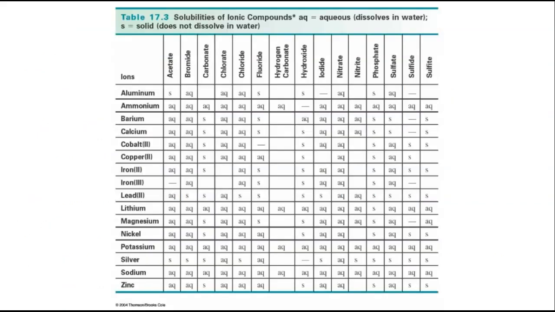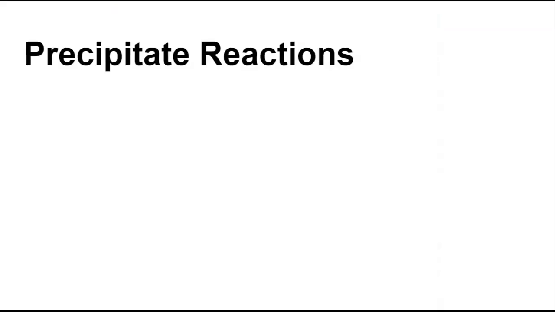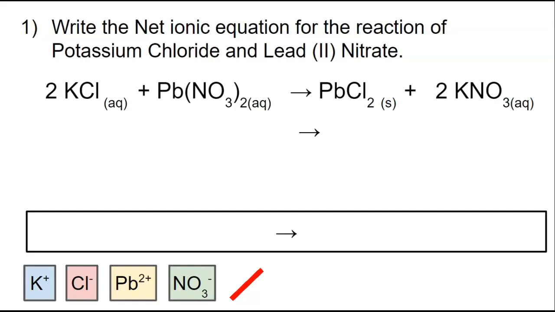So to do these problems, you do need a solubility chart, so you can take out the double displacement reaction practice to access that solubility chart. Now we're going to go through examples. I'm going to model the first example for precipitate reactions, and then after that I'm just going to show you the answers. So here's what you should have for your first problem.